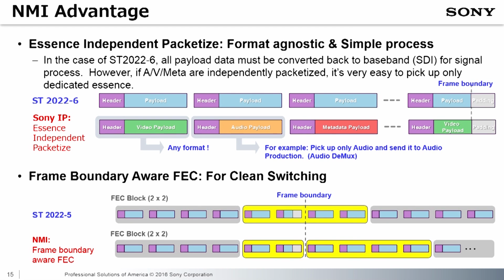We also have the advantage of having frame boundary aware forward error correction, which enables clean video switching. Forward error correction, for those of you that don't know, is the ability for a stream of data to rebuild itself if information is lost as it's transmitting from the source to its destination, which is actually a regular occurrence. But by having frame boundary aware forward error correction, when you switch your video from source A to source B, we're able to do a clean switch on the very edge of that video frame.